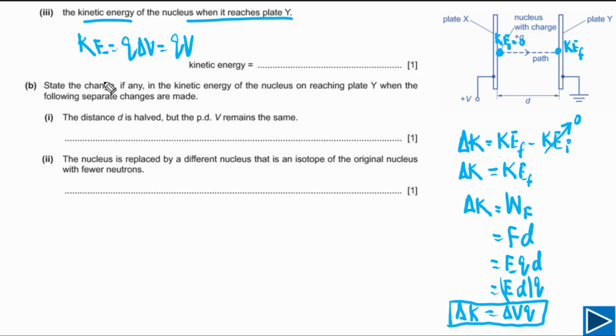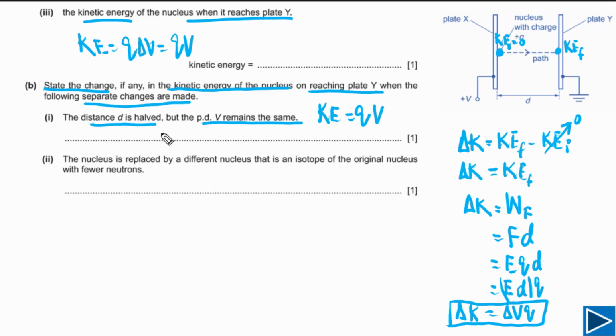Let's try to answer part B now. For part B, it is given to us: state the change, if any, in the kinetic energy of the nucleus on reaching plate Y when the following separate changes are made. It means one change is made at a time. The first change is that the distance is halved, but the potential difference remains the same. If you look at kinetic energy, we have found that it is equal to Q times V. It does not depend on the distance between plates. So we can say that there will be no change in kinetic energy.